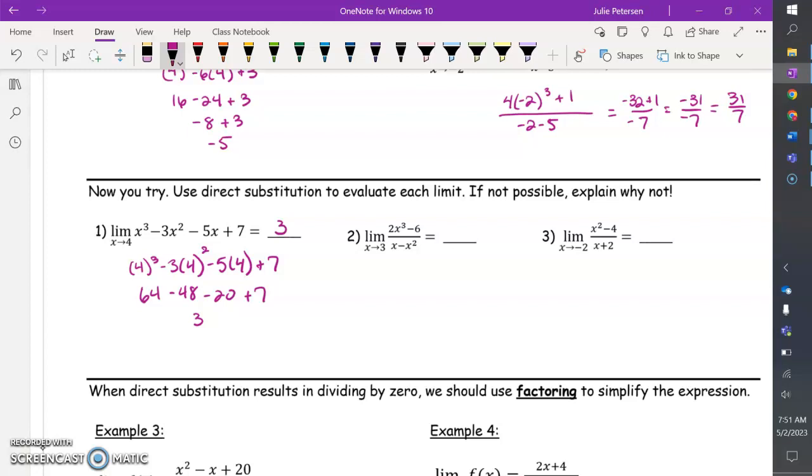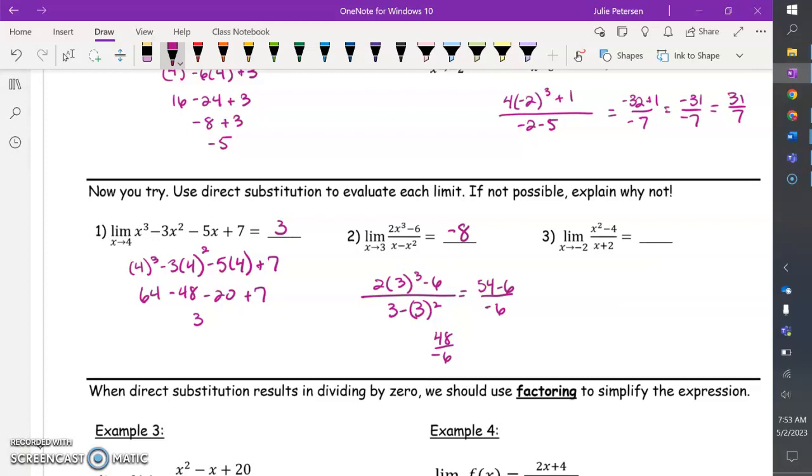On the second one, when we substitute in, we get 2 times 3 cubed minus 6 over 3 minus 3 squared. So again, on the denominator, 3 minus 3 squared, well, that's 3 minus 9. And then on the top, don't forget, cube the 3 first, so that's 27. And then 2 times 27 is 54 minus 6. And that gives us 48 over negative 6, which is negative 8.